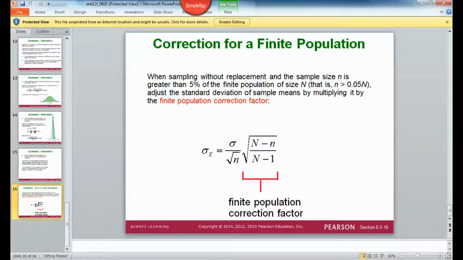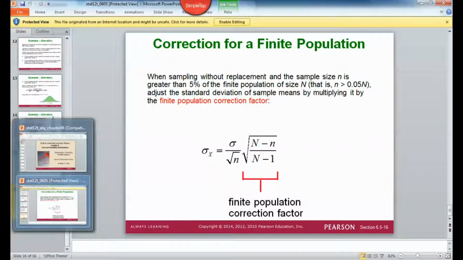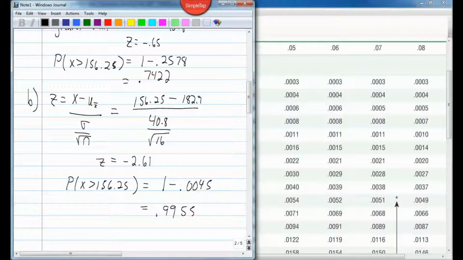Okay, and so that finishes section 6.5. All right.